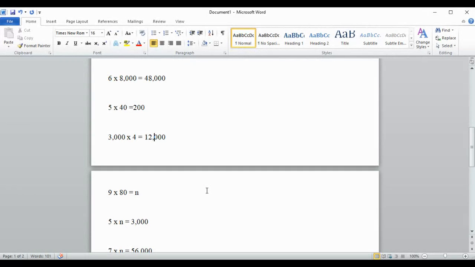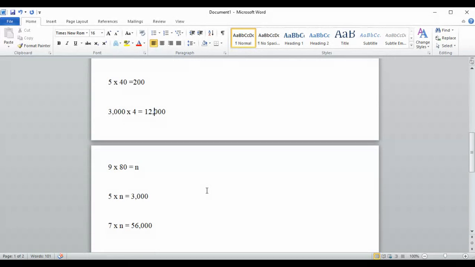Then you're going to have problems like this, which are problems that I know you can do. Remember, n just means blank. So we have 9 times 80 equals n. So what does it equal? 9 times 8 is 72. Add 1 zero.